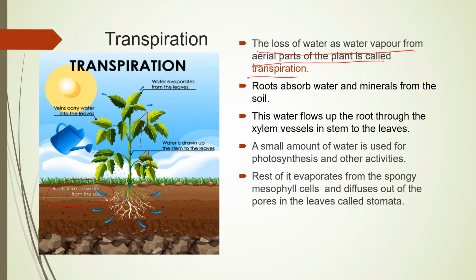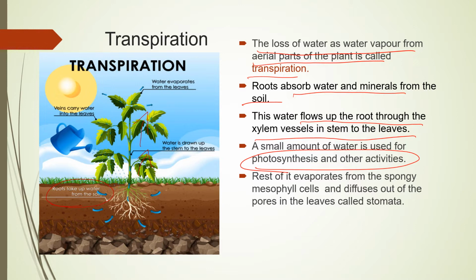And what is happening in this process? Roots are absorbing water and minerals from the soil, and this water flows up the root through the xylem vessels and stems to the leaves. So the xylem vessels which are present in the stems are carrying this water to the leaves. We know that phloem vessels are not participating in this transport of water. We have proven that in experiments. So this water flows up through the xylem vessels in the stems to the leaves. And a small amount of water is being used during photosynthesis and other activities of the plant.